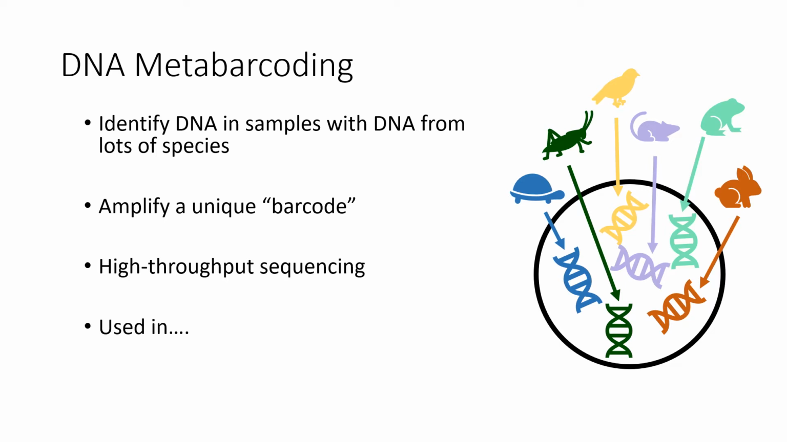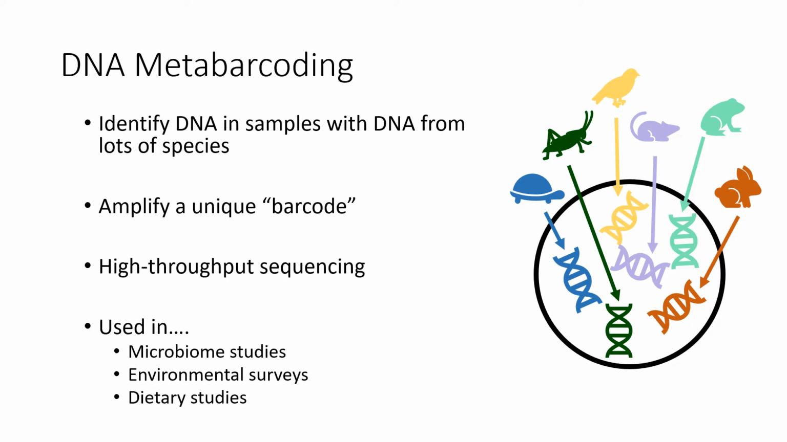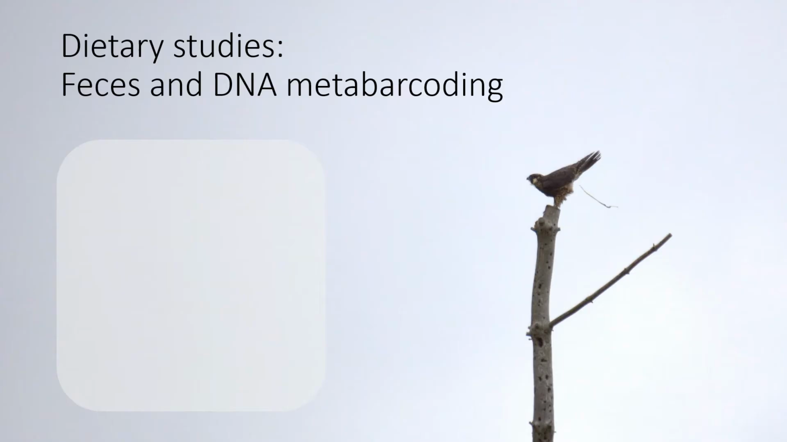DNA metabarcoding has been used in a variety of different types of studies. It's been used to study microbiomes. It's been used to identify species for environmental surveys from soil and water samples. And of course, it's been used in dietary studies. Dietary studies that use DNA metabarcoding commonly use feces as the source of prey DNA.